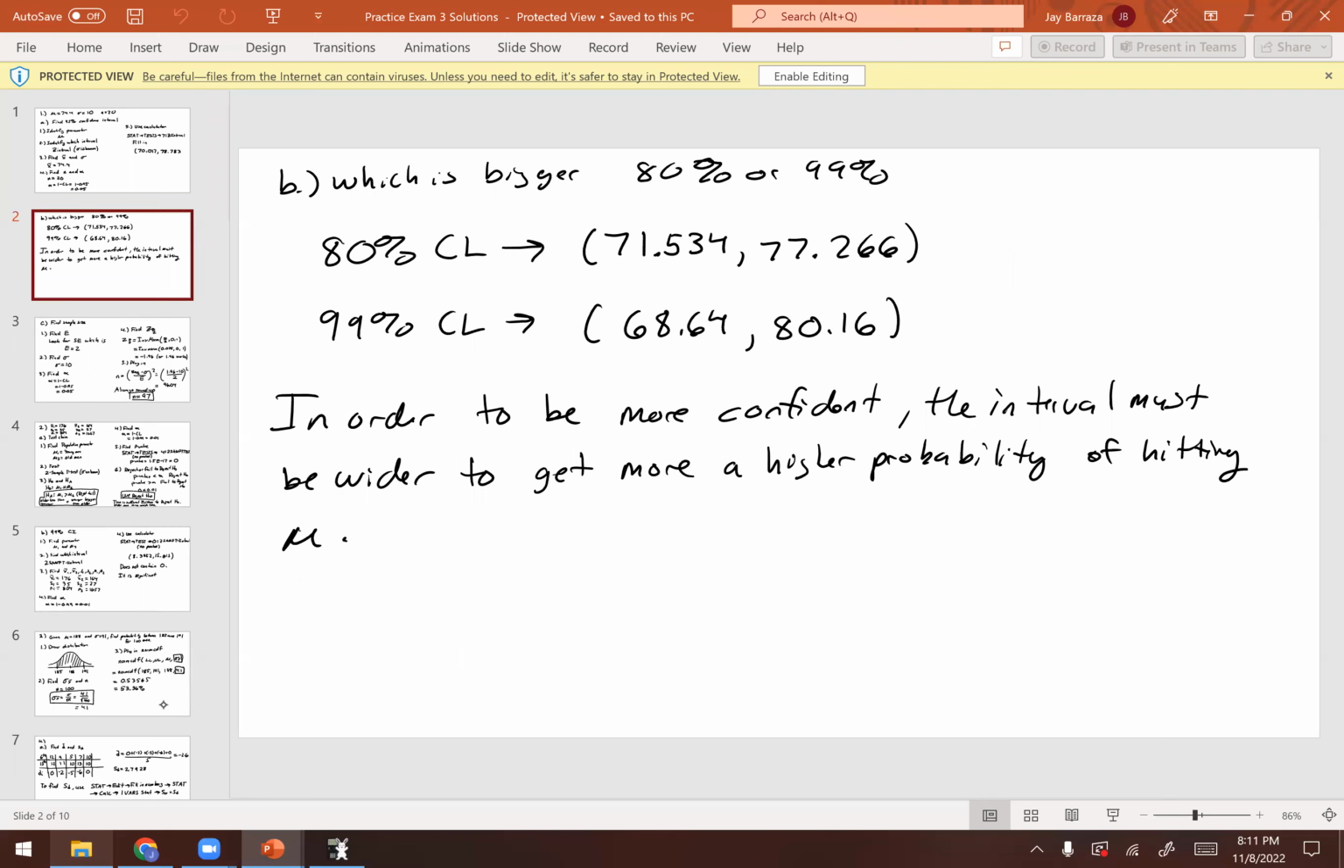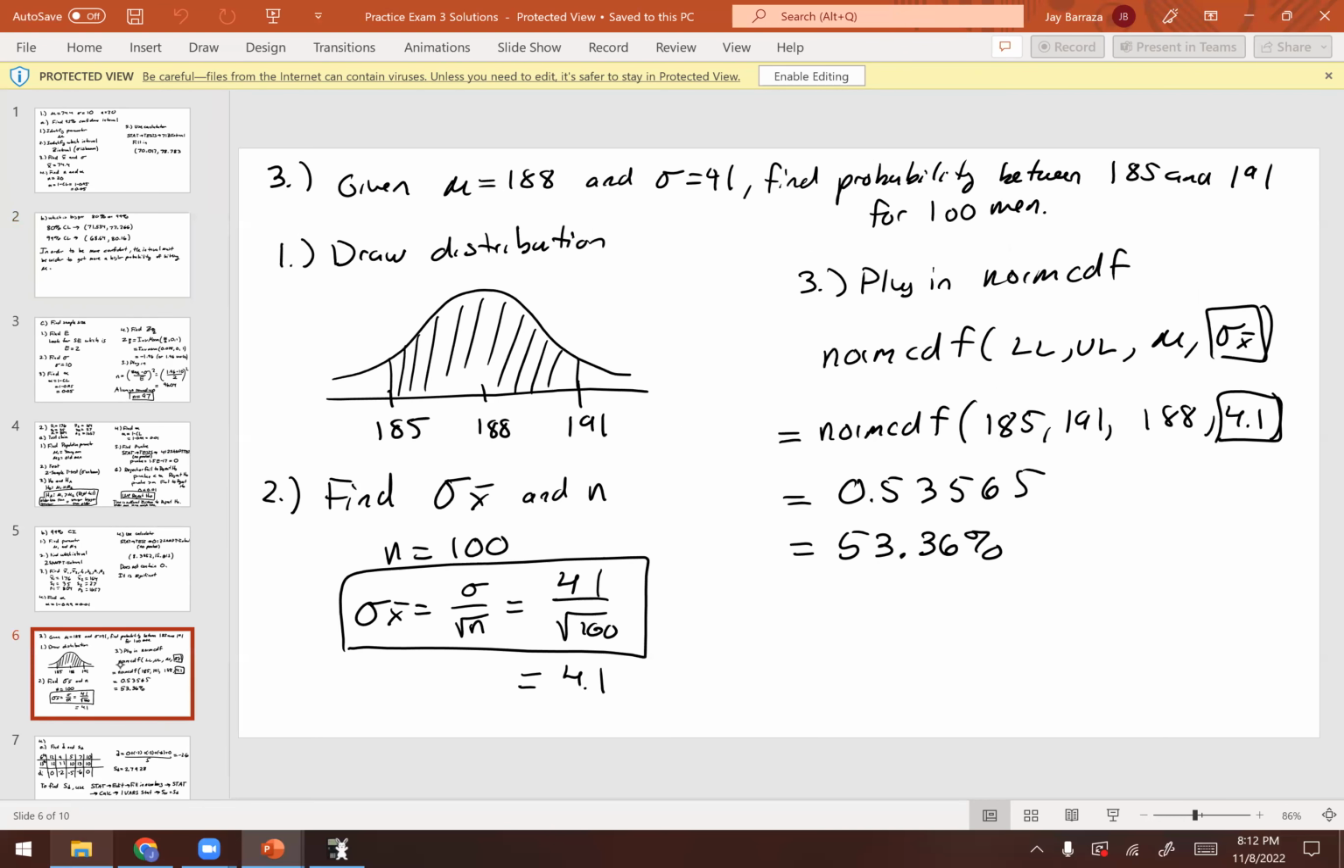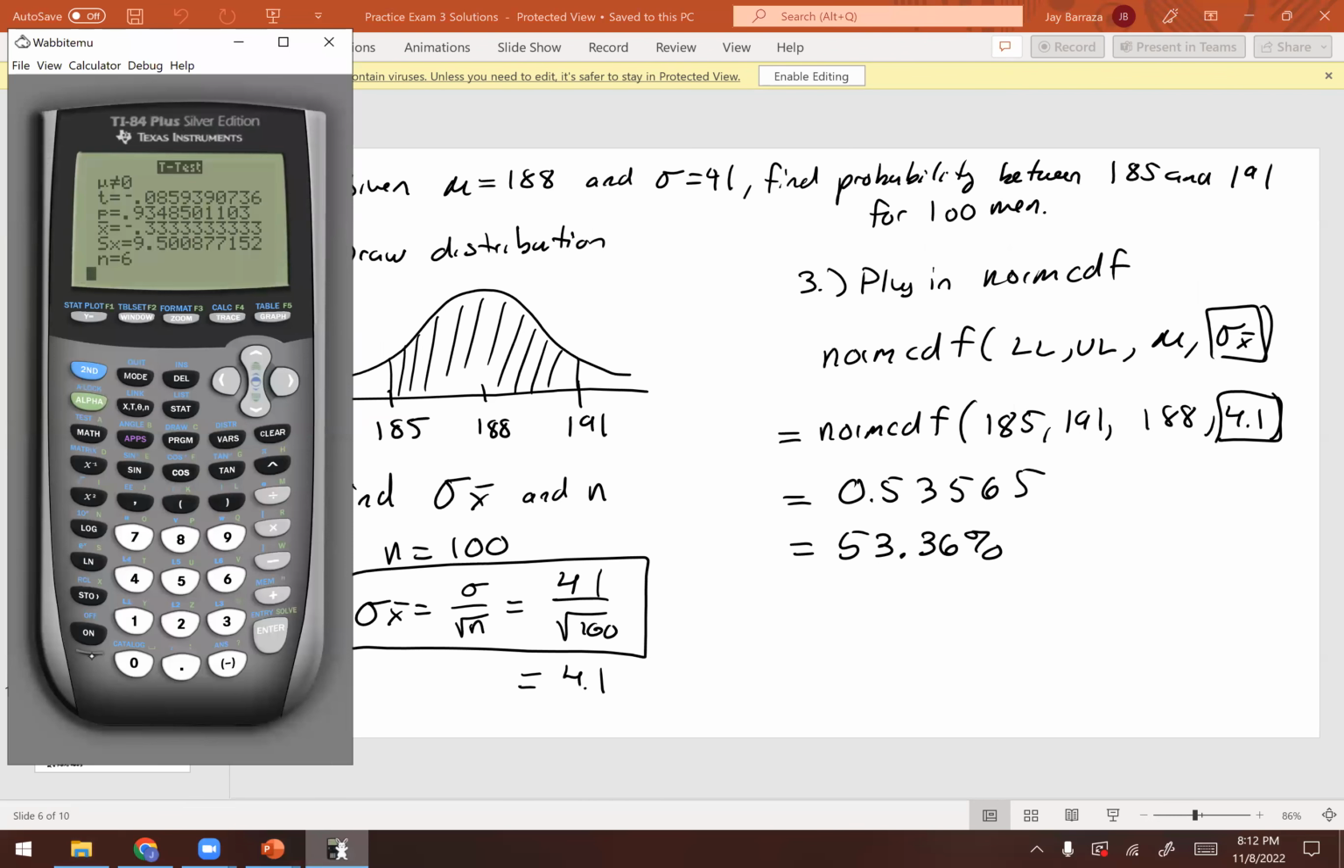In order to be more confident, the interval has to be wider, so that you have a higher probability of hitting the population parameter. Overall, the only thing I wasn't able to cover was the 2-sample t-test. But if you understand matched pairs, or even just the 1 sample, all it is is stat, tests, 2-sample t-test. And it's just the same. It's really all the same.